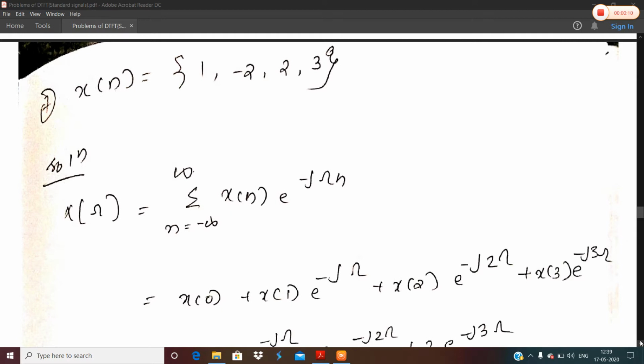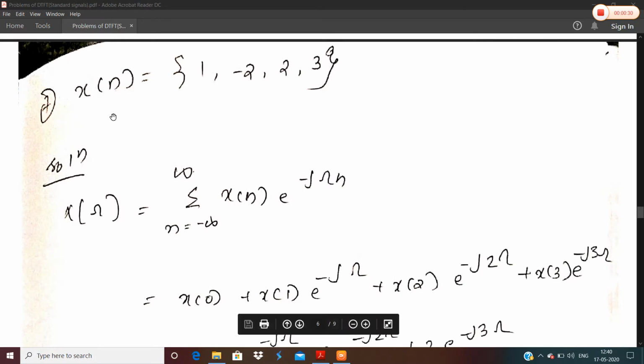In the last class, we had discussed some problems to find the DTFT of some discrete time signals. In this class also, we'll be dealing with the same topic, that is how to find the DTFT of discrete time signals. So let's move on to the problem directly.